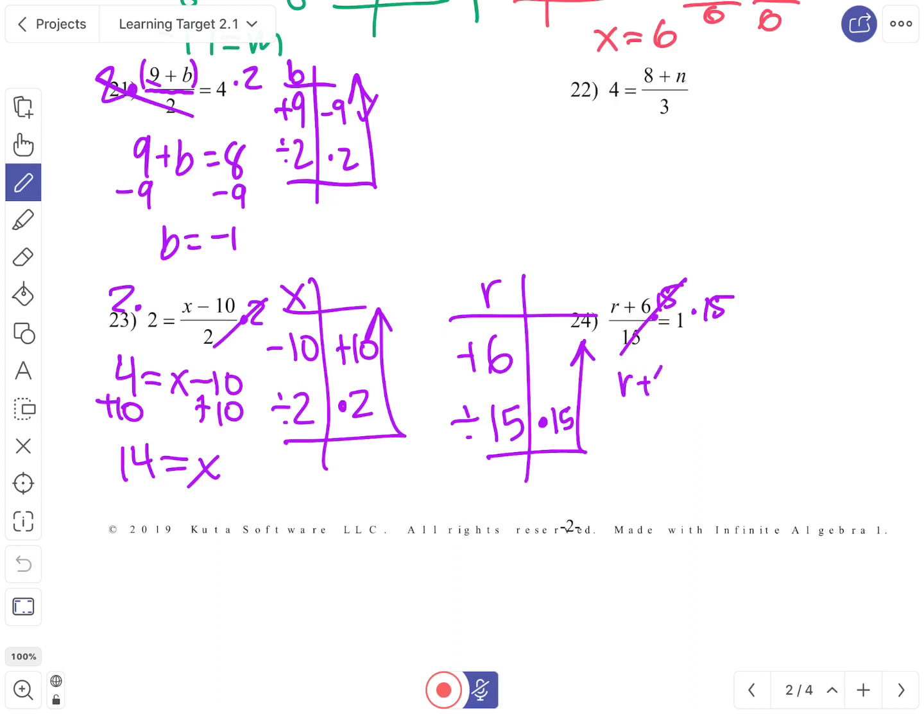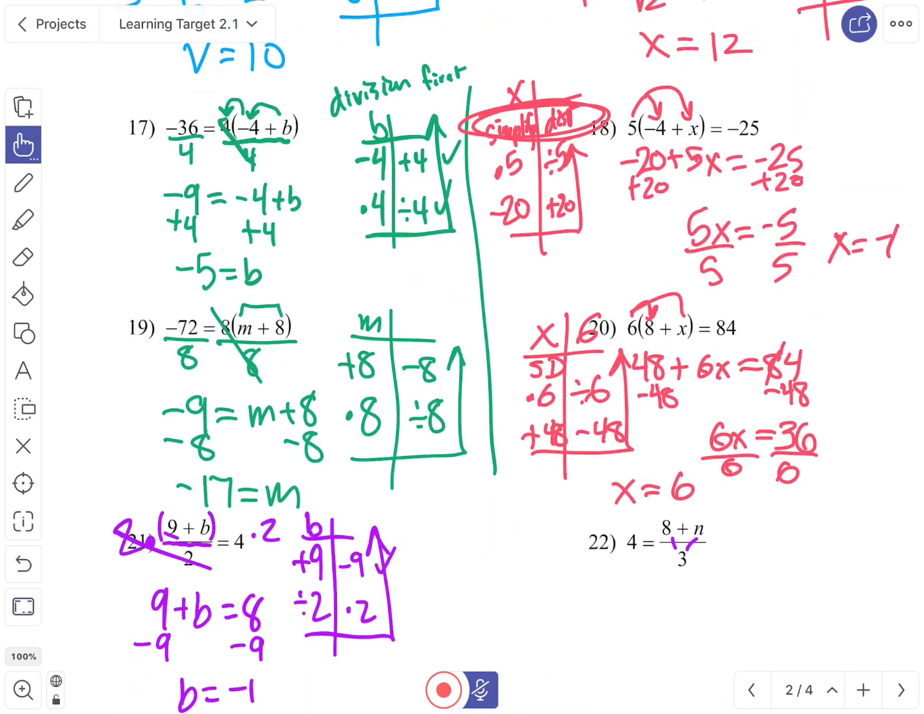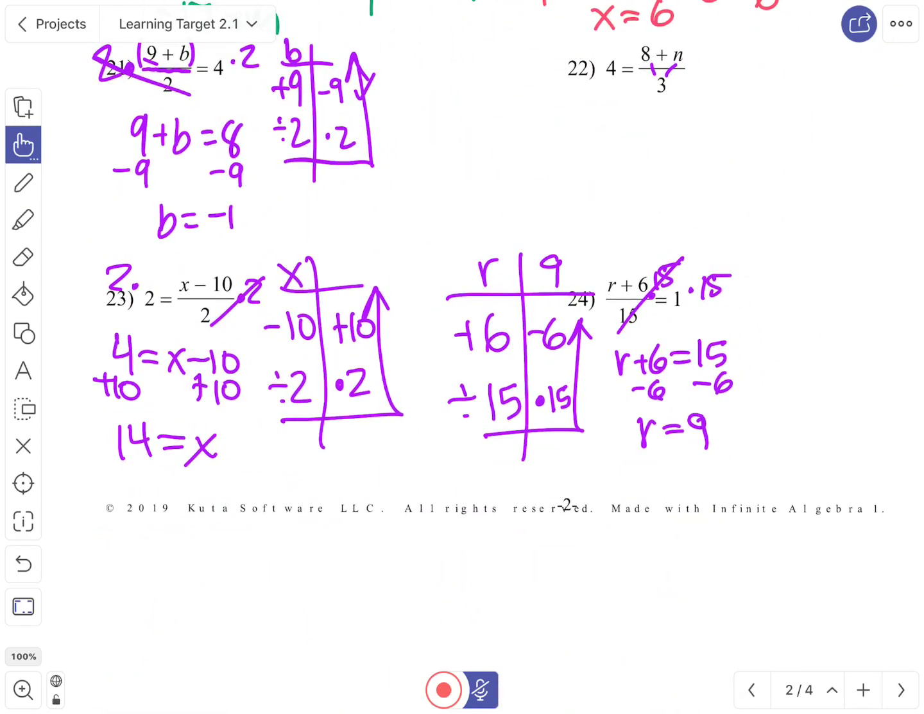That becomes 1. We subtract by 6. 15 minus 6 gives us 9. Okay, so what I could actually do is separate this, kind of like we did distribution. It's kind of like we're doing distribution for division, because both division problems are the same, or together. That's like 8/3 plus n/3 equals 4.